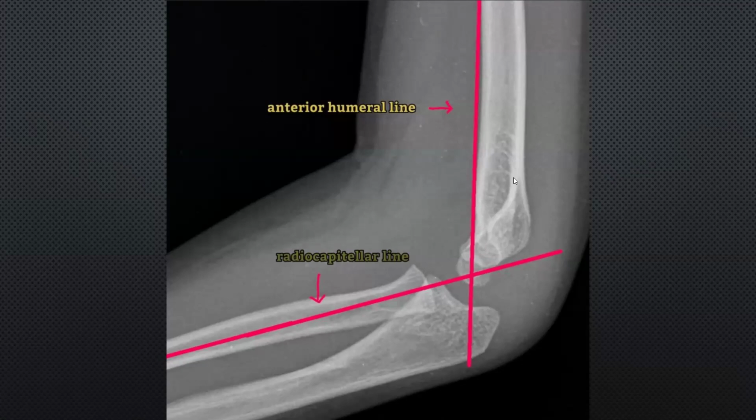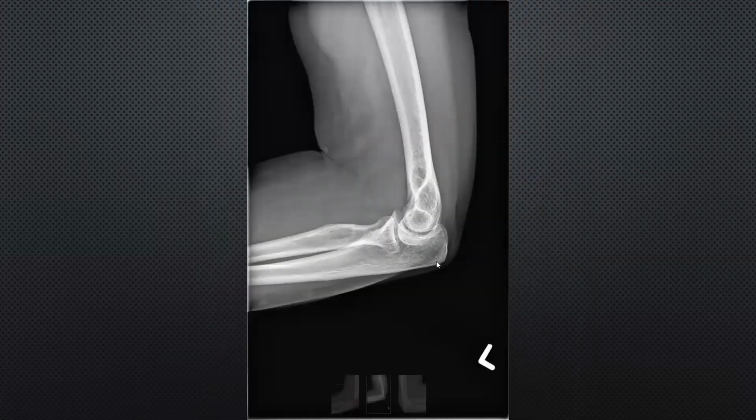Easy? Yes, sir. Okay. Here, any fat pad sign? No, sir. It should be obvious like this here. What about the anterior cortex, posterior cortex? Intact. Clear? Yes, sir. And the anterior humeral line transecting the capitellum? Yes. Radiocapitellar line transecting? Yes. So no fracture, right?